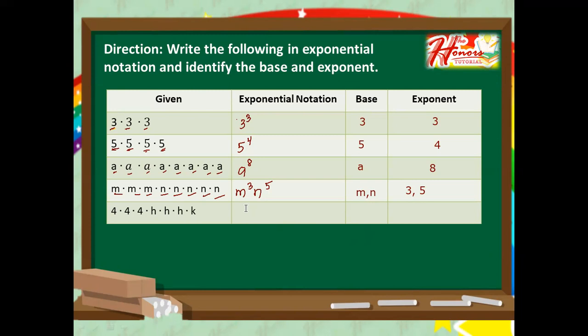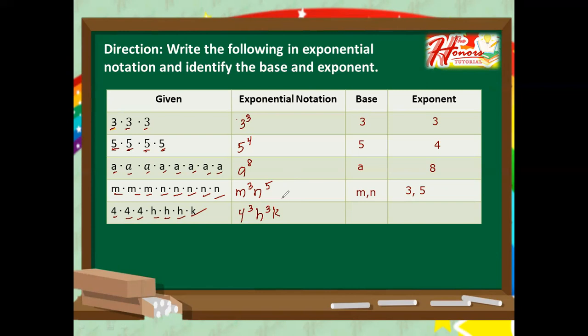Next, exponential notation for 4 times 4 times 4 times h times h times h times k. So have the number first. So you have here 4 raised to 1, 2, 3. 4 raised to 3. And then h raised to 1, 2, 3. 3 also. And then for k, we have here 1 k only.